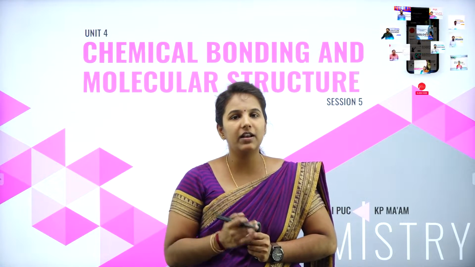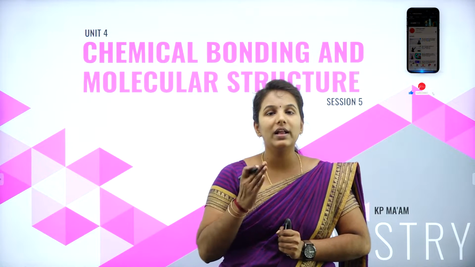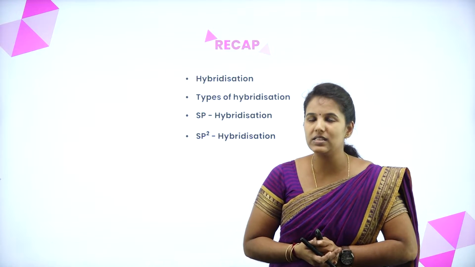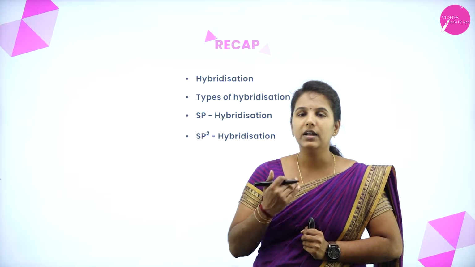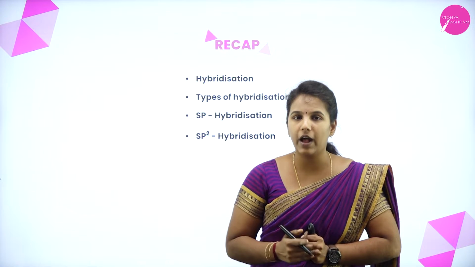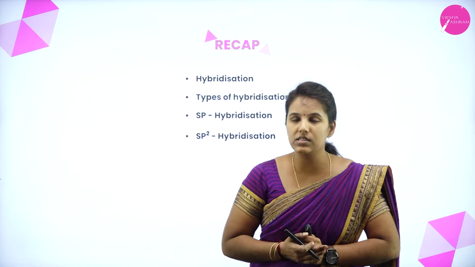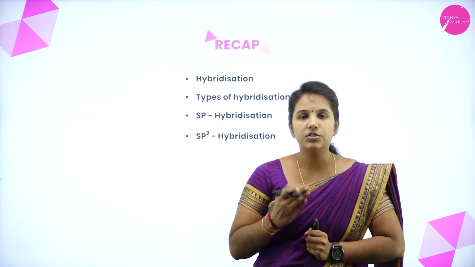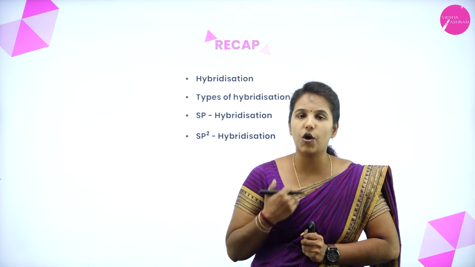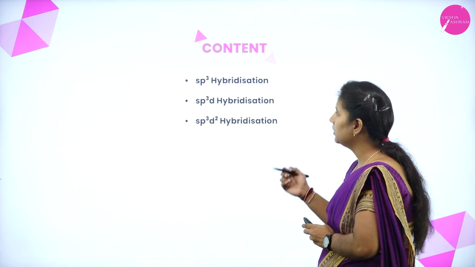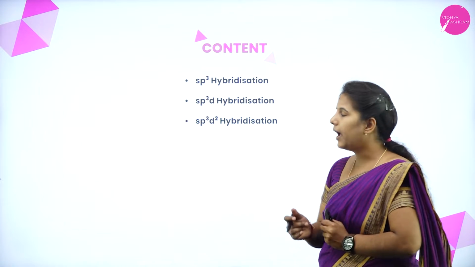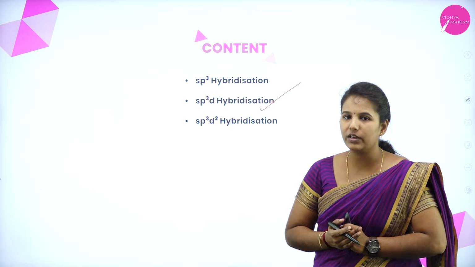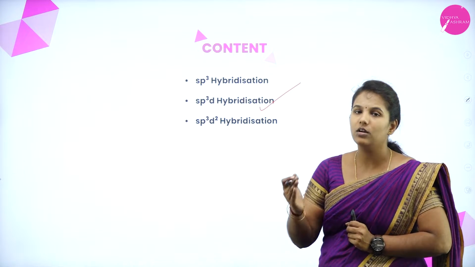My dear students, in our last discussion, we were dealing with the unit called Chemical Bonding and Molecular Structure. Under that, we have discussed hybridization in depth, and we also discussed the types of hybridization, namely sp hybridization and sp2 hybridization. Today, we will continue with the other types of hybridization. I will go with sp3 hybridization, then sp3d hybridization, and lastly sp3d2 hybridization.